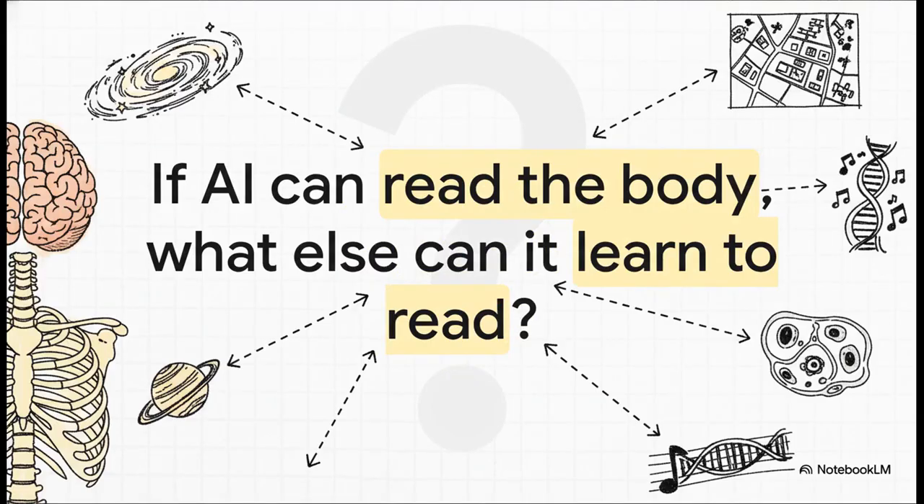Think about it. We're essentially teaching an AI to read the fundamental language of human anatomy. If we can do that, what's next? What other complex, noisy systems out there in our world, from financial markets to weather patterns, could we finally decode if we just build the right dictionary? The possibilities are just endless.